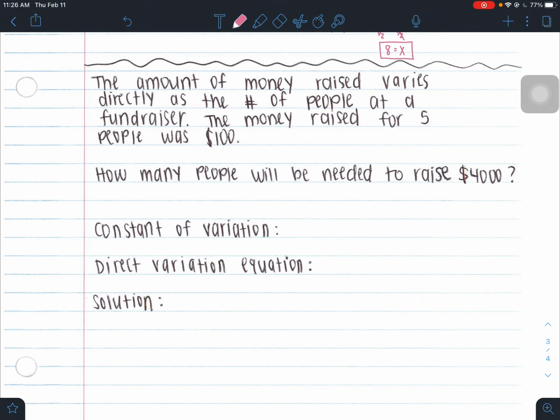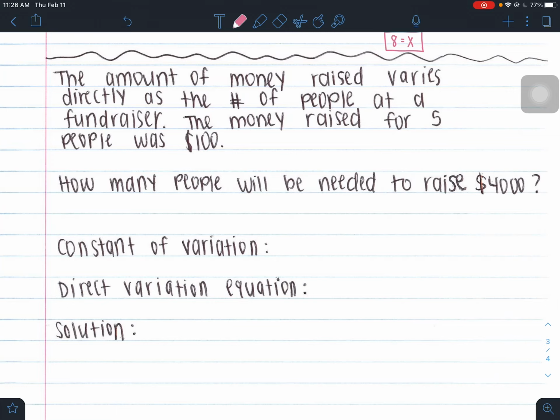All right, and then our last question here. The amount of money raised varies directly with the number of people at the fundraiser. The money raised for 5 people was $100. How many people will be needed to raise $4,000? Okay, this one causes a lot of issues because, again, it's a word problem. It's a word problem, so it's like, oh no, what do I do? All right, we're going to answer one of these at a time.